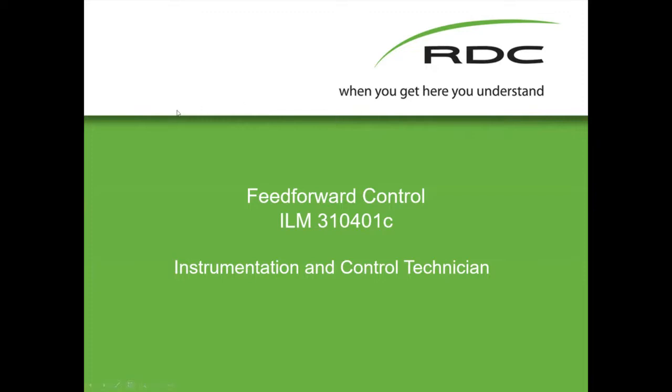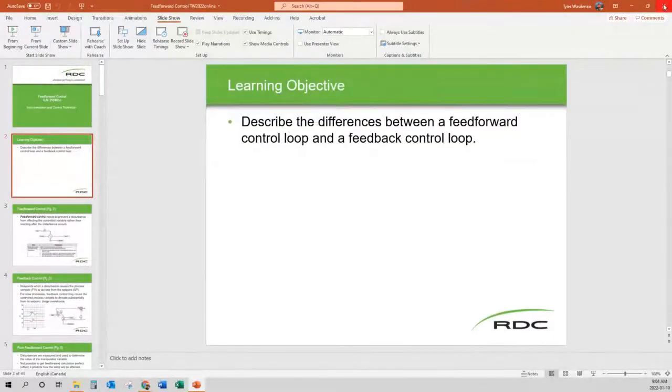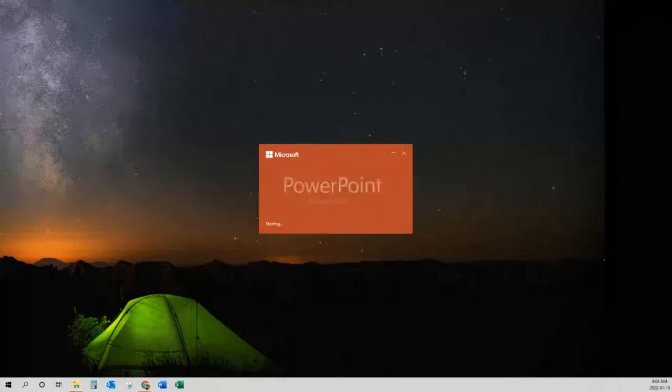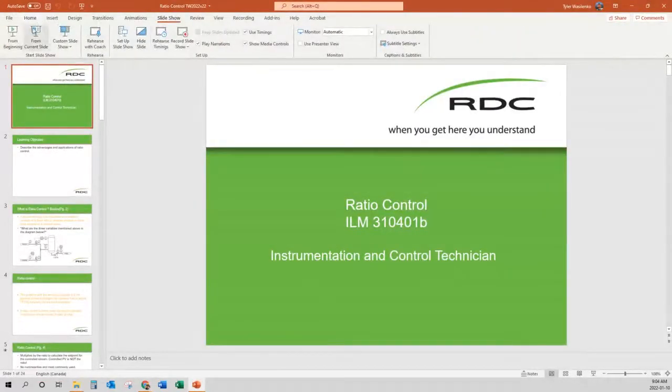Let's get our group in a group here. How did I manage to do that? This is getting interesting all of a sudden. Yeah, that's not the one I wanted. Back to reality here, PowerPoints. Feed-forward ratio, there it is. That's the one I want.